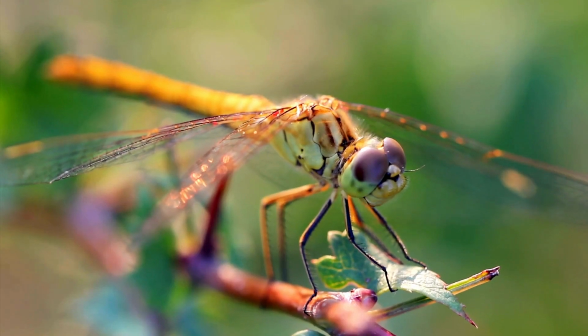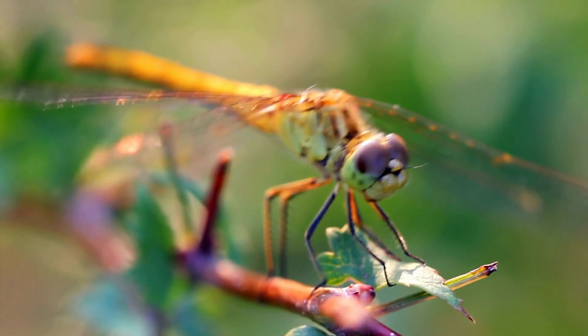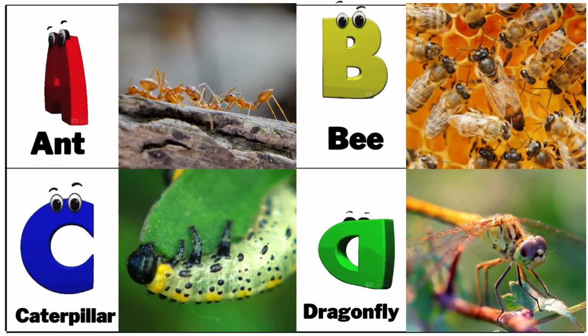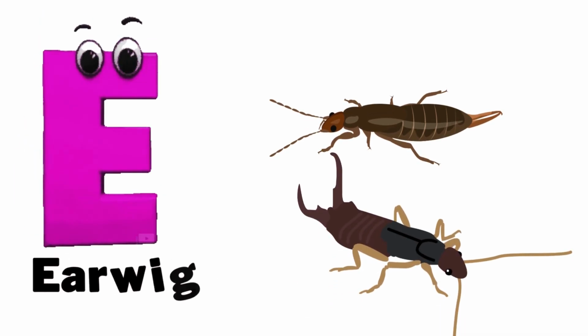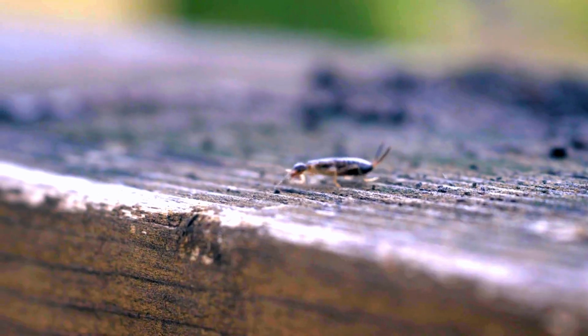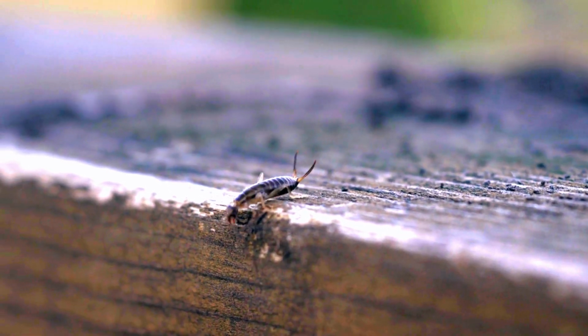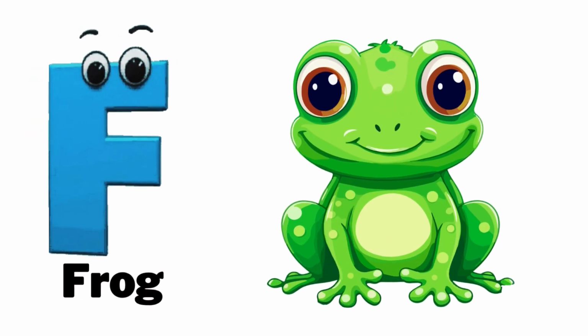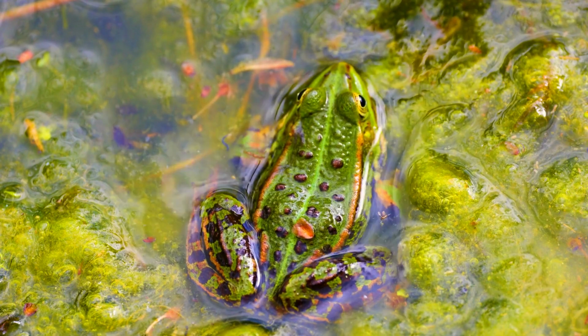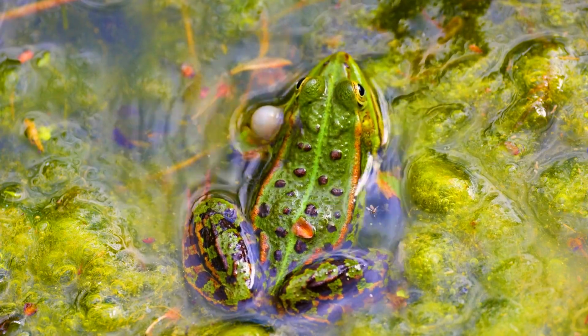D is for dragonfly. Dragonfly. E is for earwig. Earwig. F is for frog. Frog.